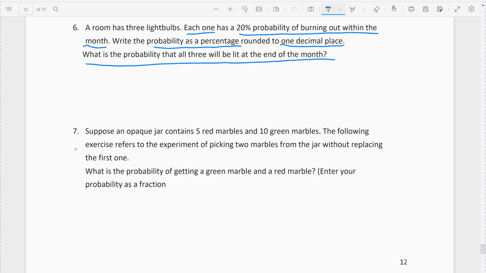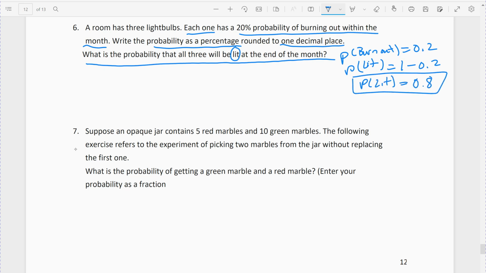So, the weird part about this question is what they ask you. The probability that it will burn out is 0.2. So the probability that it will be lit means it won't burn out, which would be 1 minus that 0.2. So the probability that it's lit is 0.8, an 80% chance that it's still lit at the end of the month. Alright, so again, you kind of have to pay attention to the wording.